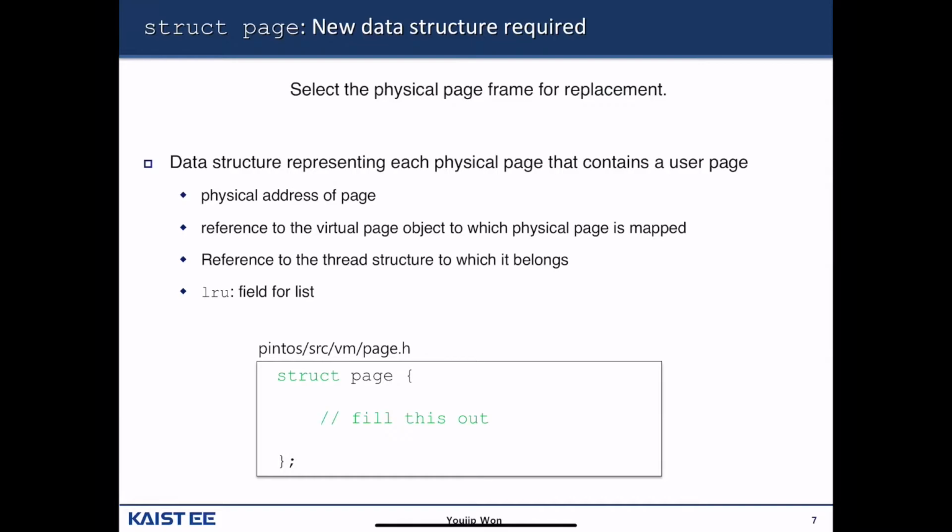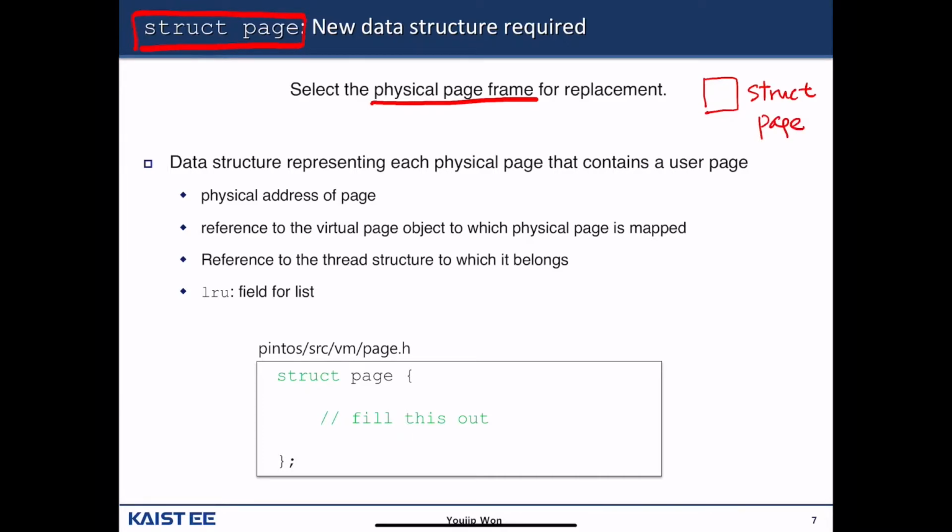The first very important data structure, struct page. So you need to define a new data structure. Think about the scenario. We need to select the physical page frame for replacement. We may have to store the page in a given physical page frame and then bring the demanded page to a given page frame. Then what the operating system has to do is select the physical page frame for replacement. So we need a data structure for each physical page frame, which we call struct page.